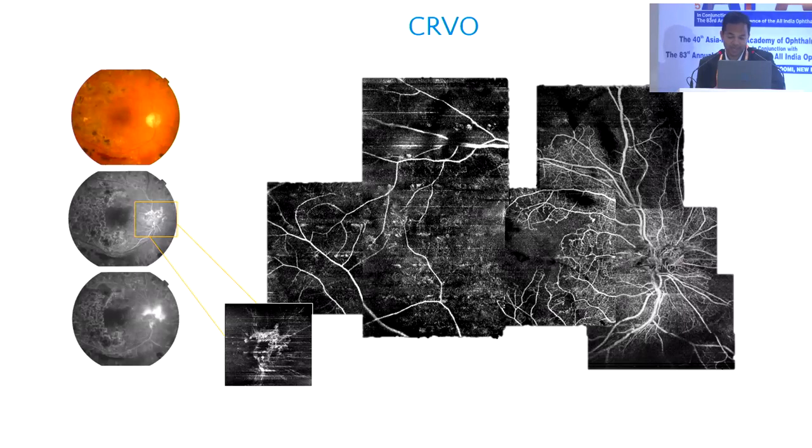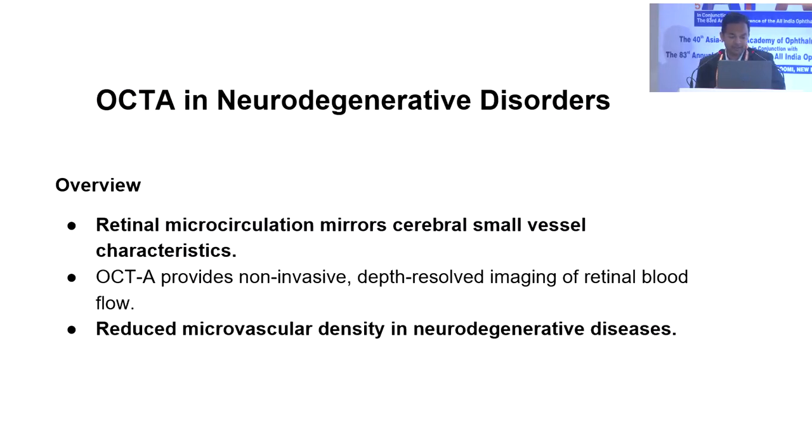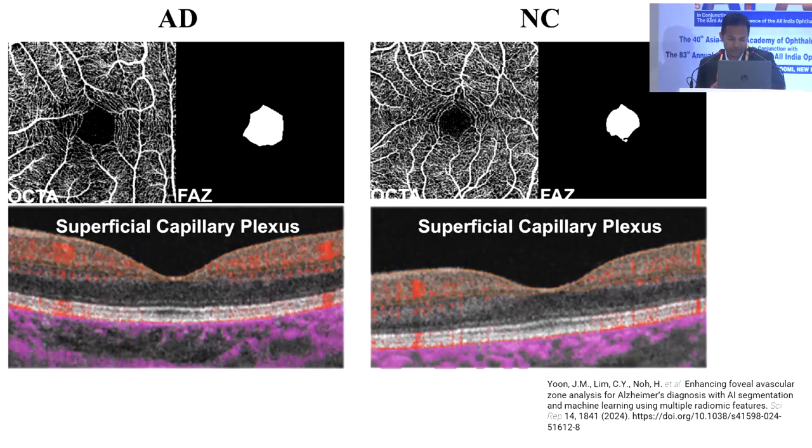CRVO would show us, again, areas of ischemia as well as neovascularization, perhaps very similar to what we're seeing in the PDR patients. And coming to OCT angio and its role in neurodegenerative conditions. These would include Alzheimer's, multiple sclerosis, Parkinson's, but broadly speaking, the retinal microcirculation often mirrors these cerebral small vessel characteristics. And therefore, one of the most common things that has been studied, more of a research role, you could say, is seeing the reduced microvascular density in patients with neurodegenerative conditions.